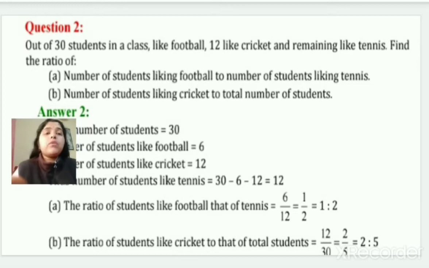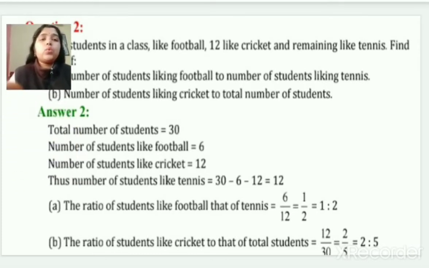So it is asking the number of students who like football to the number of students who like tennis. So we all know how we will write the answer. The total number of students is equal to 30. The number of students who like football is given to us, that is 6, and the number of students who like cricket is given to us, that is 12. Now it is telling that the remaining like tennis. So out of 30 we will subtract the addition of football and cricket. 12 plus 6 will be 18. So 30 minus 18 will be 12.